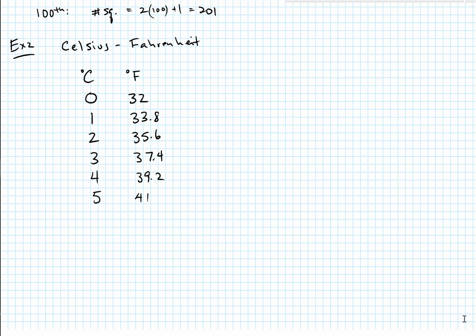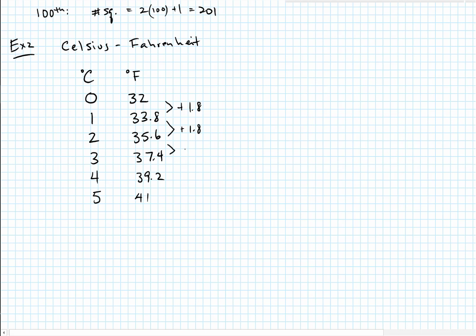So we can make a little table to show the conversion for any temperature in Celsius to any temperature in Fahrenheit, and I've got a few temperatures here. So 0 degrees Celsius, which is the freezing point of water, is the same as 32 degrees Fahrenheit. And then as we go up to 1 degree Celsius, we go up to 33.8 degrees Fahrenheit. So we're just adding 1.8 degrees. As we go to 2 degrees Celsius, we go to 35.6, which is an additional 1.8.